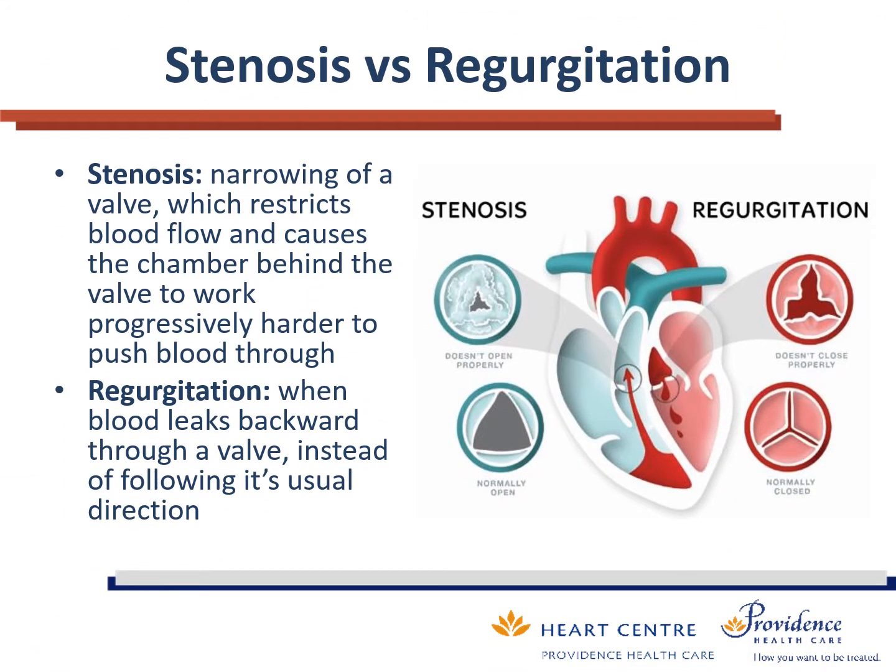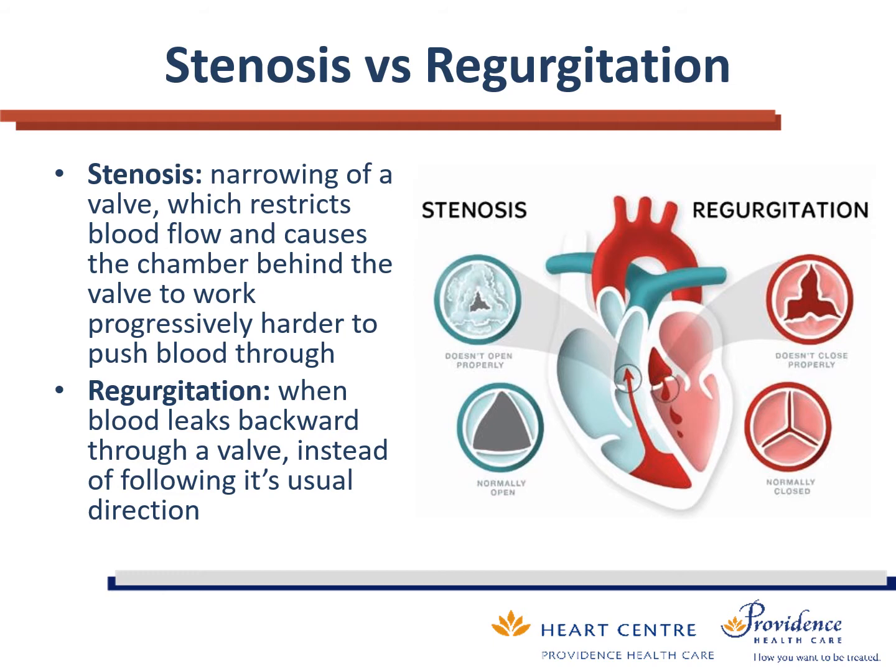When it comes to heart valve disease, there are two common terms you may hear: stenosis and regurgitation. Valve stenosis occurs when there is a narrowing of a valve, which restricts blood flow and causes the chamber behind the valve to work progressively harder to push blood through. This is similar to a stiff door that doesn't open all the way. To get through, you might need to use a lot of extra force to push these doors open just enough so you can squeeze through.